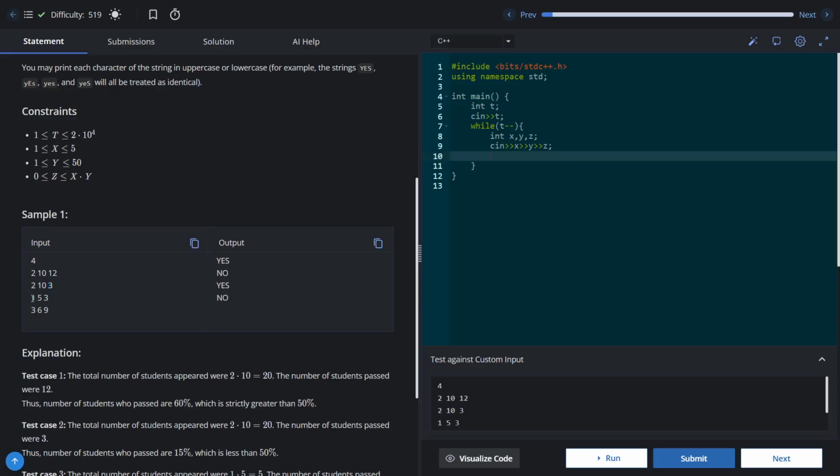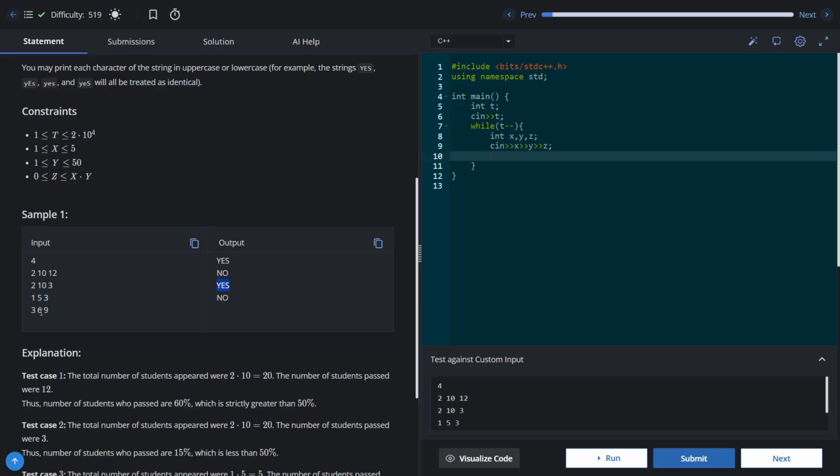And if you see here, we have one school, and in that school there are 5 students. So the total number of students is 5, and 50% of 5 is basically 2.5. So the number of passed students has to be 3 or greater than 3. Since it is 3, we are putting yes.